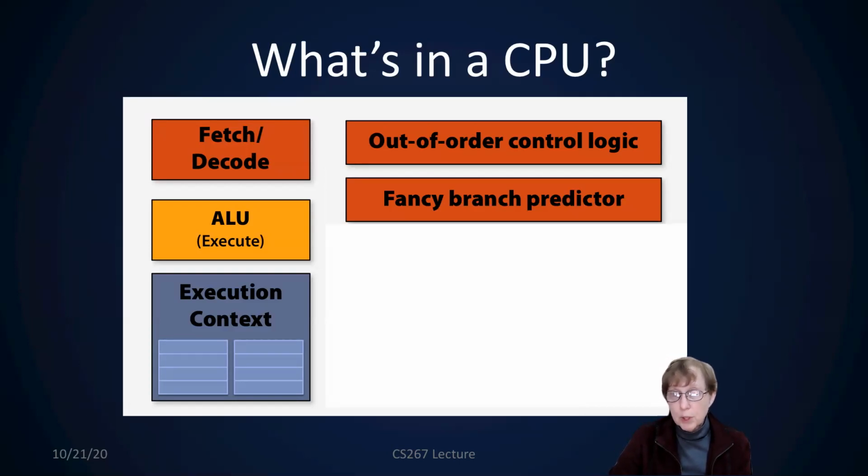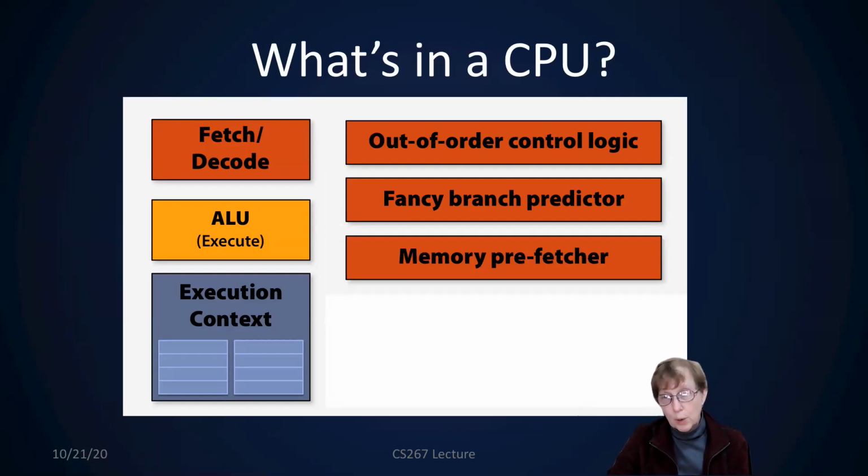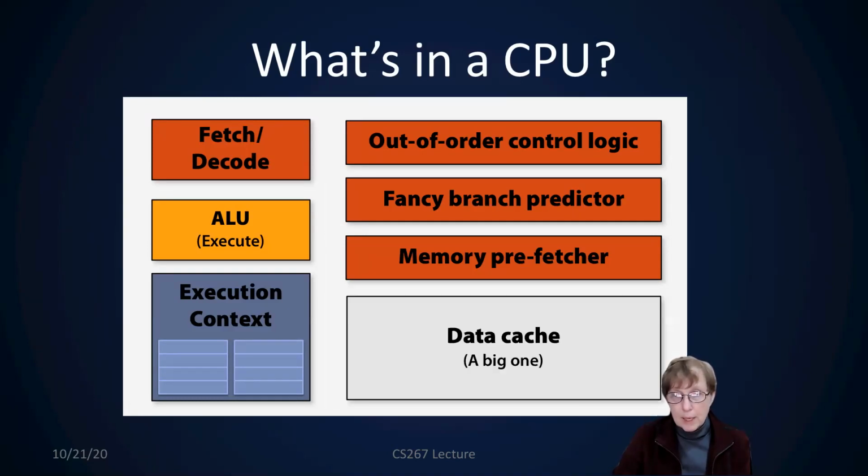Fancy branch predictors, because something that's very expensive is if you aren't going down a predictable branch, then you can't prefetch and things like that. So you're trying to predict which direction the branches are going, and the memory prefetcher is loading those values into, say, a level 1 cache, so they're ready when that iteration of the loop comes around. And a big, huge cache. In fact, probably multiple levels of cache, but even on the chip, at least there's going to be some level of cache, and that will take up a substantial amount of the real estate on a CPU.